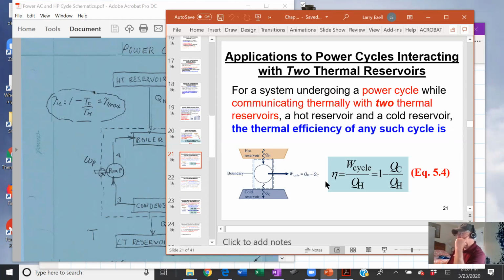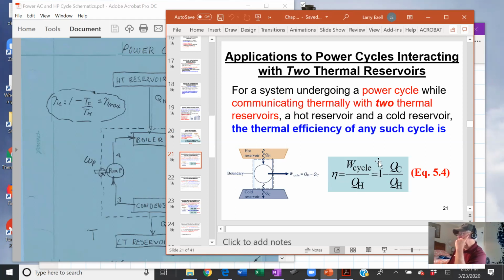And in that case, the efficiency of the cycle is QH minus QC, which is the work of the cycle, divided by QH. Now that's exactly what the efficiency equation is for the thermal efficiency for a power generating system: the work of the cycle over QH.